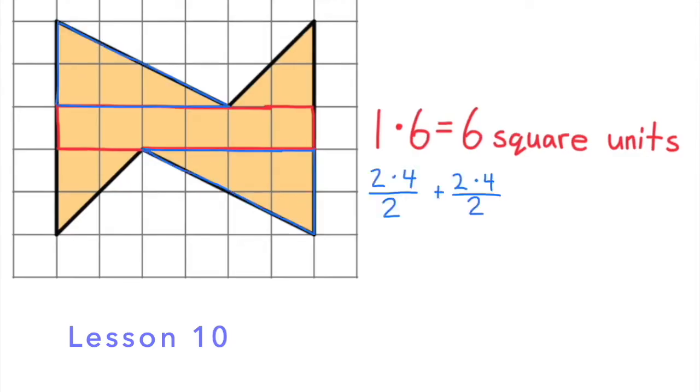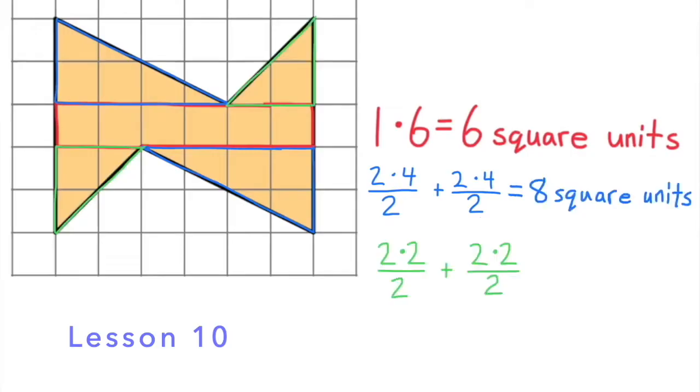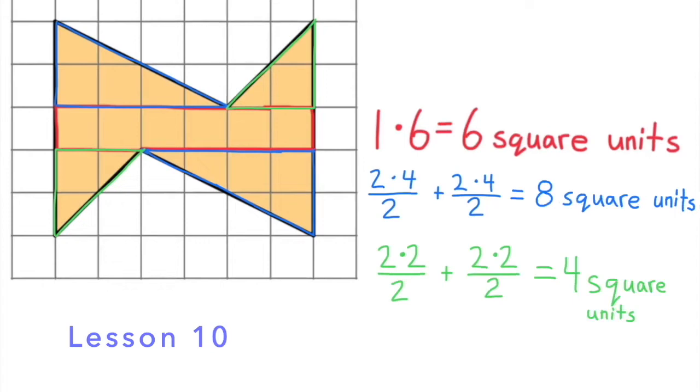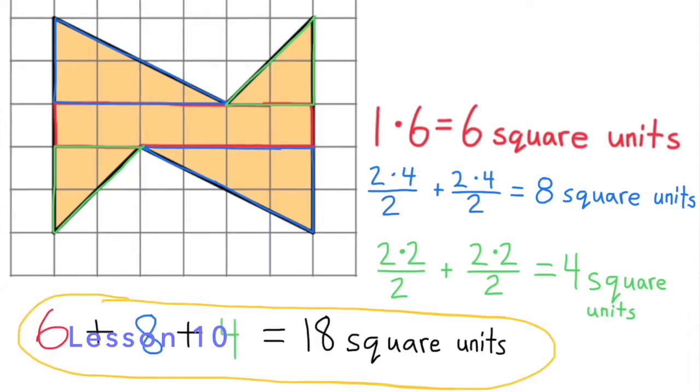Highlighted in blue, you can see two triangles with a base of 4 and a height of 2. Together, these two triangles have an area of 8 square units. Highlighted in green, you can see two triangles that have a base of 2 and a height of 2. Together, these two smaller triangles have an area of 4 square units. If you add up the area of all these shapes that I decomposed, you get 18 square units. The total area of this shape is 18 square units.